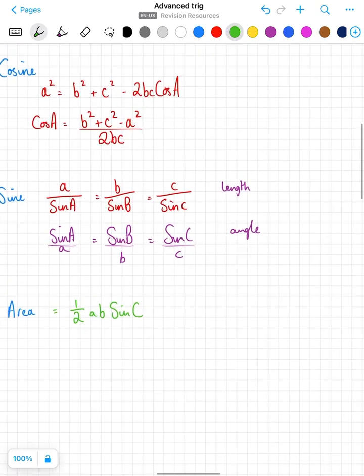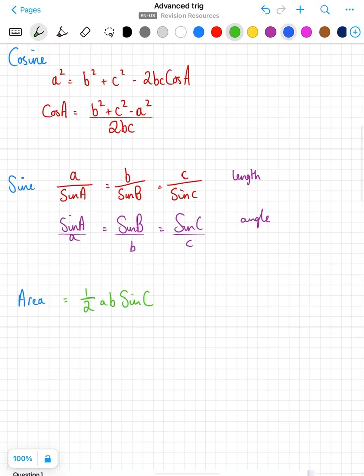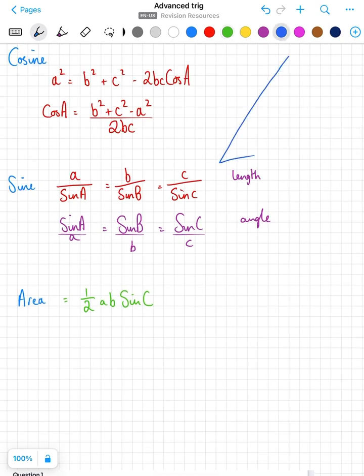So now what do these A's, B's and C's stand for? Let's just look at a non-90-degree triangle. The capital letters are the angles, so A, B and C represent the angles, whereas side a is the lowercase a, and its opposite is your angle A, and the same for B and C.